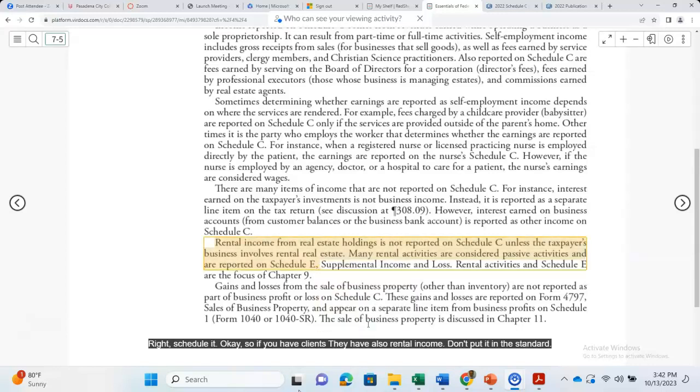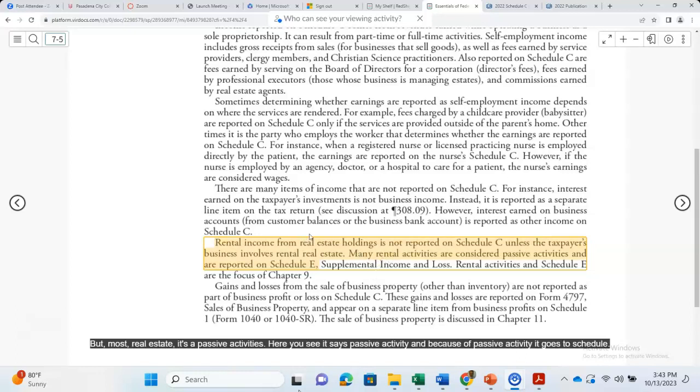Okay. So if you have clients, they have also rental income. Don't put it in Schedule C, unless the client says, I am a real estate broker. So he is in a real estate business and he's actively managing it and he has a license. Then that's a different story. Then now we have a business. And most of those brokers, there is no way they become a sole proprietorship. It's like suicide. They are definitely an LLC or something like that.